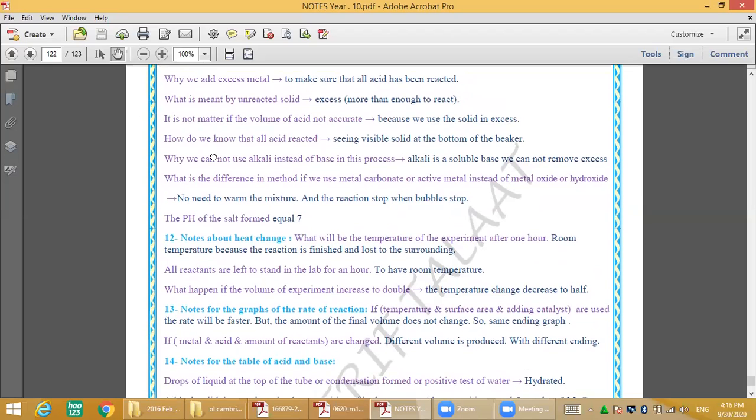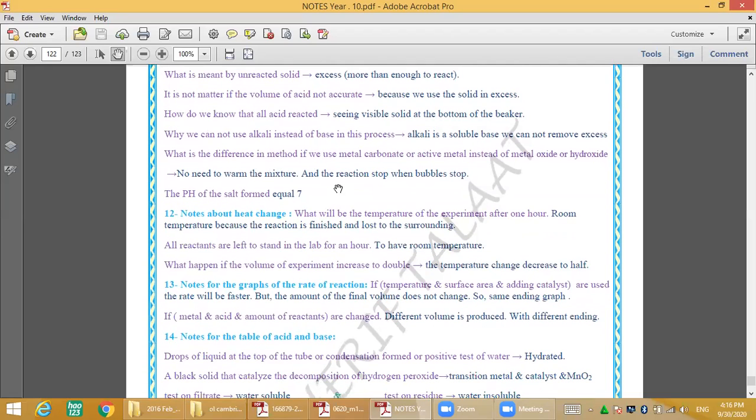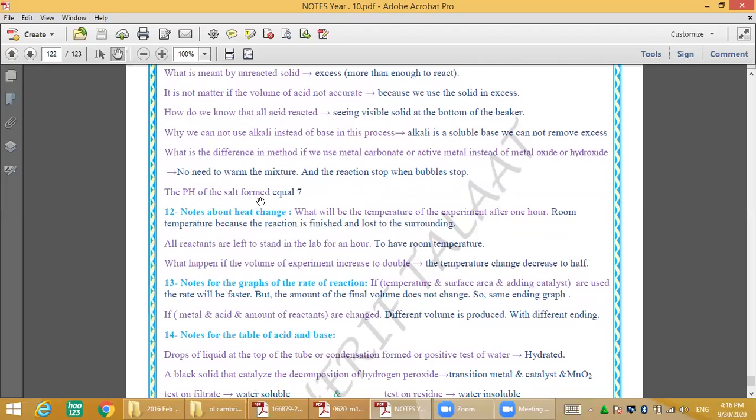How do we know that all acid reacted? Seeing visible solid at the bottom of the beaker. Why can't we use alkali instead of base in this process? Alkali is a soluble base. We can't remove the excess. What's the difference in the method? If you use metal carbonate or active metal instead of metal oxide or hydroxide, no need to warm the mixture, and the reaction stops when bubbles stop. The pH of the salt formed equals 7.